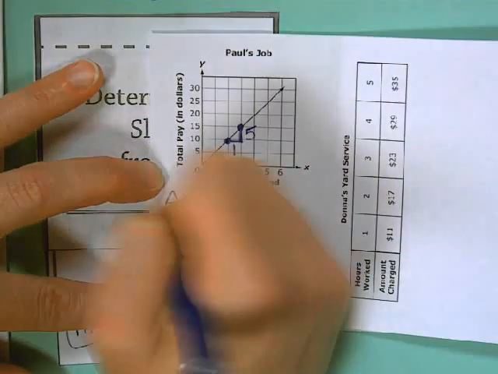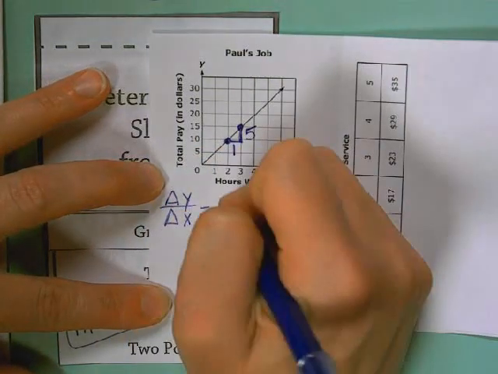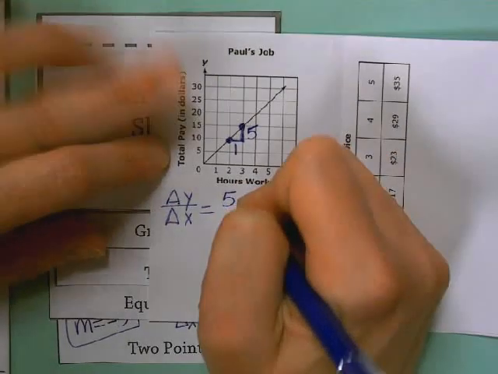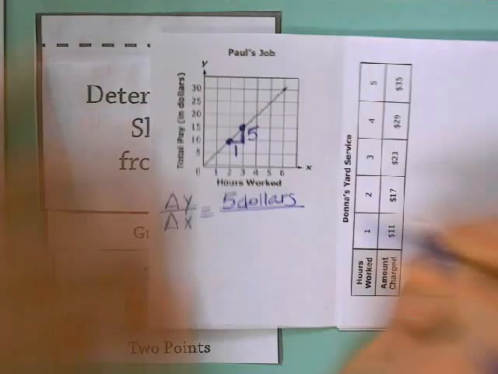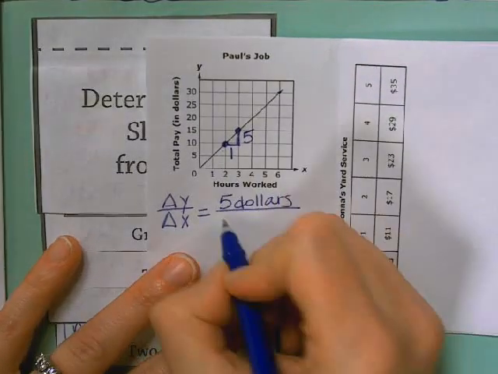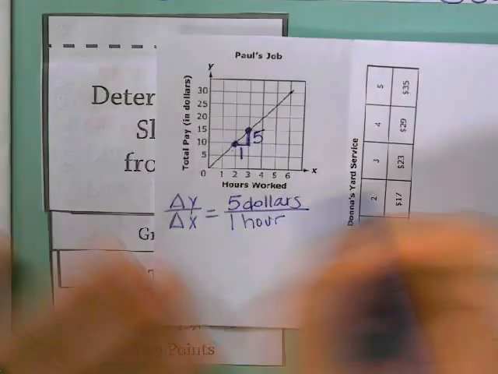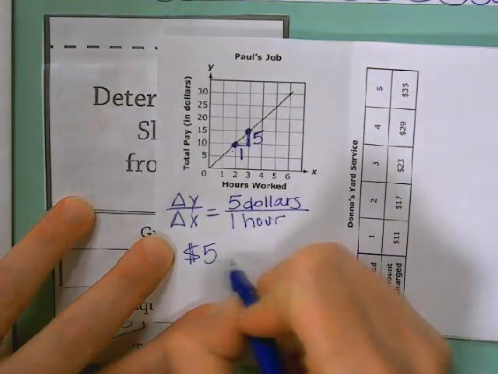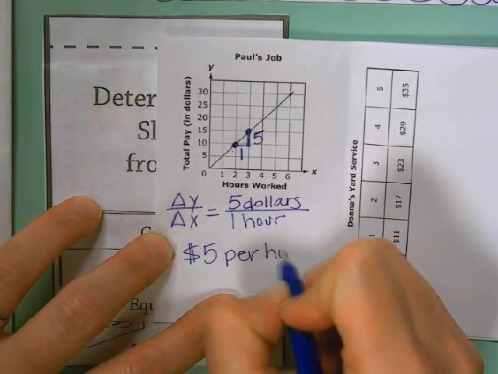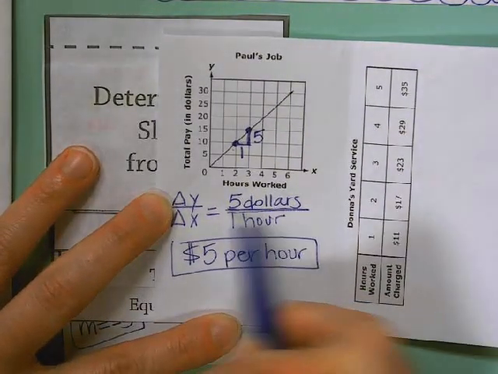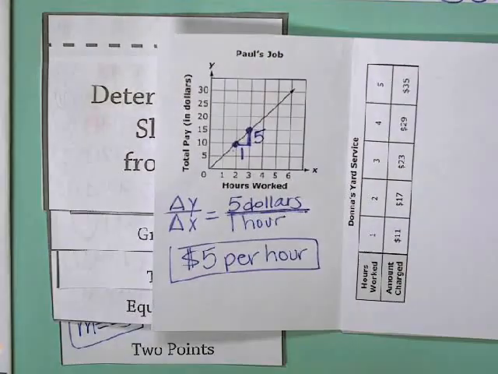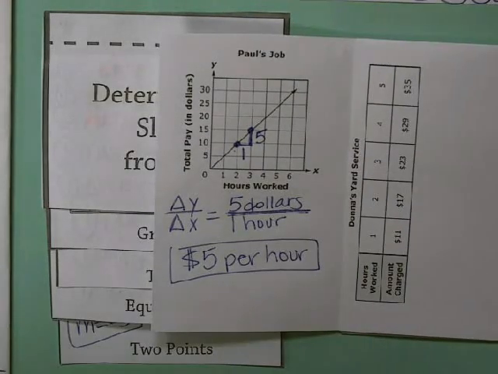So it's change in y over change in x. So you say $5 over, and then you say 1 hour. So this is $5 per hour. This line right here, you can just say per, or you can say for every. Okay?